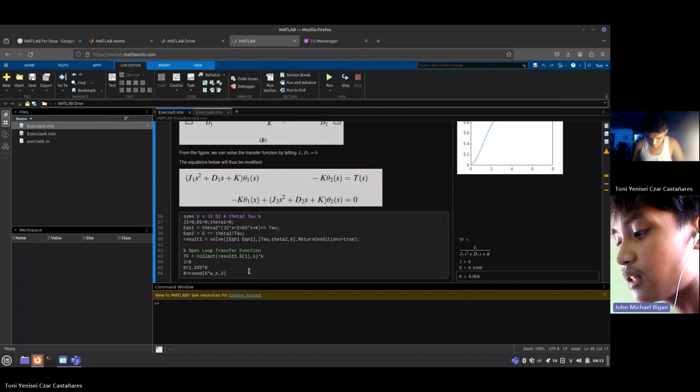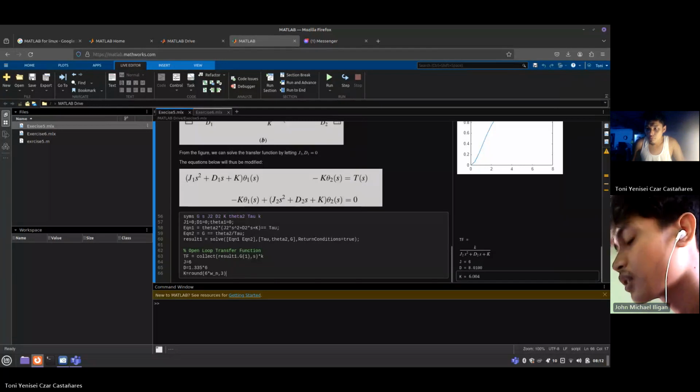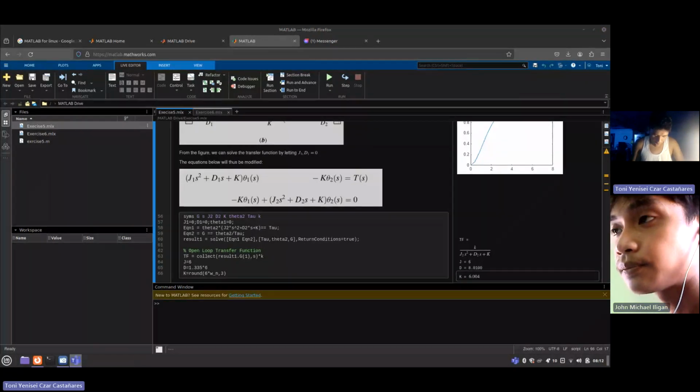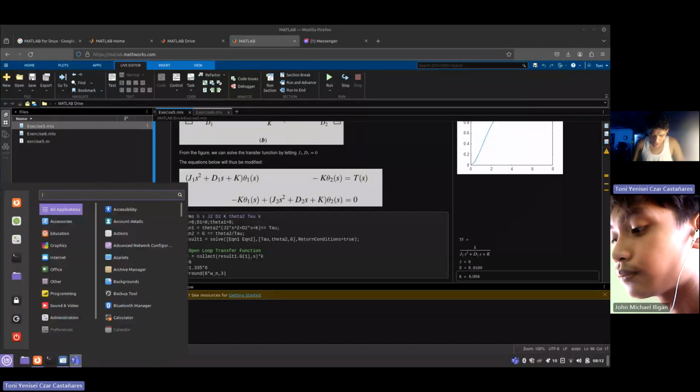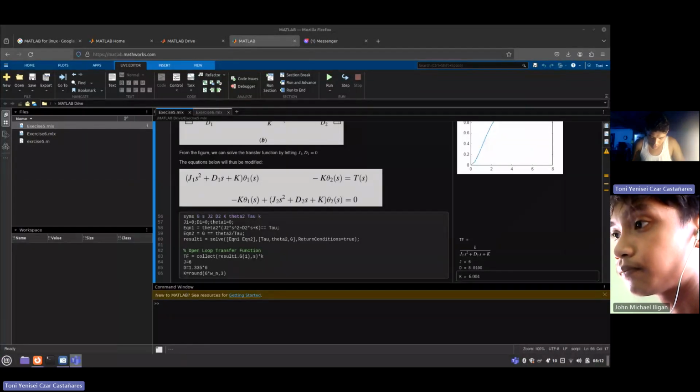Then G of s is equal to 1.001 over s squared plus 1.335 s plus 1.001. And the percent overshoot is equal to 6%. In addition to that, expressing G of s in terms of J, D, K, we also get 6 all over 6 s squared plus 8 s plus 6. And so that concludes our report.